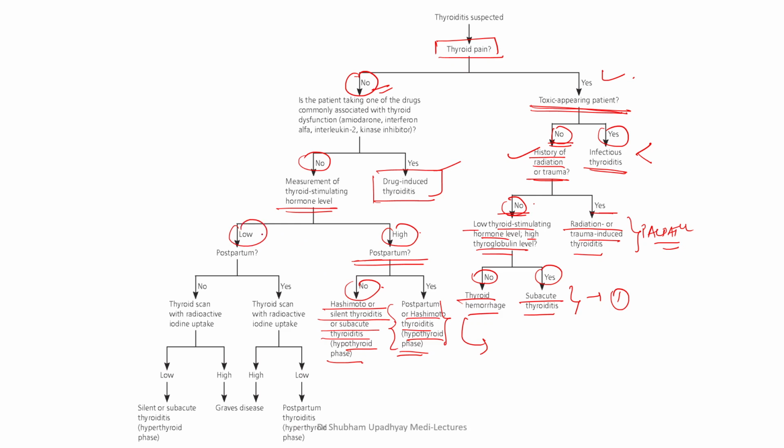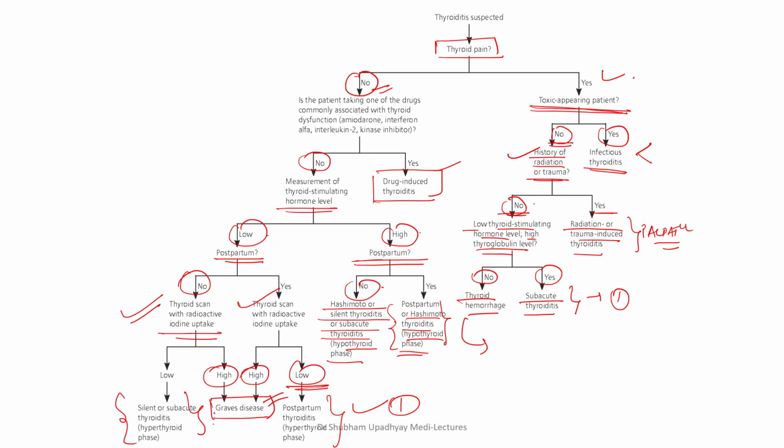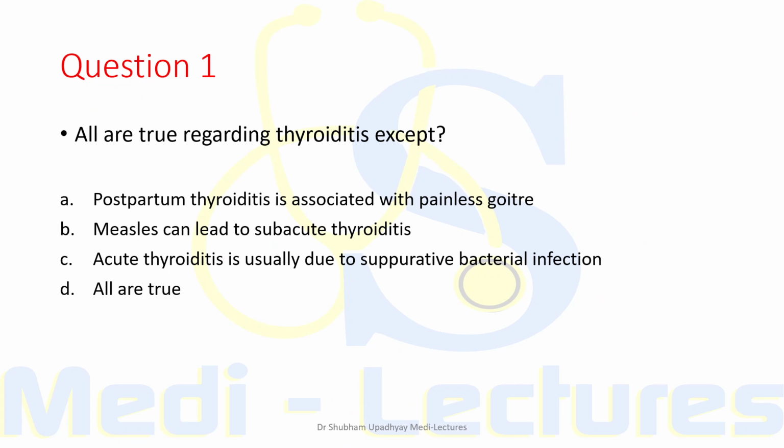If the TSH is low, patient is postpartum, we go for thyroid scan. If thyroid scan is showing low uptake, it can be postpartum thyroiditis, the first stage itself. If it is high, even if the patient is not postpartum, the high radioactive iodine uptake can be due to Graves' disease. If the patient is having low TSH levels, patient is not postpartum, and thyroid scan with radioactive iodine uptake is low, this can be silent or subacute thyroiditis in the first, that is thyrotoxic stage. So this is a slightly complicated approach, but it is very important. Now with all this knowledge, we'll try to answer some multiple choice questions.